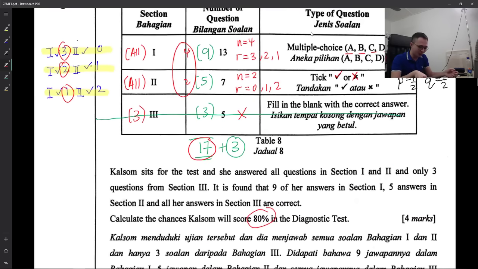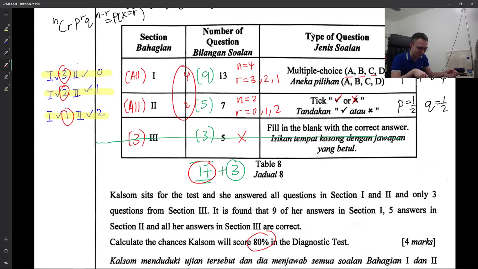Part 2, why not 2/3? Why will it be 2/3? The P is the probability of getting that question correct. You just think you got it correct or wrong only. The chance is 50%, right?